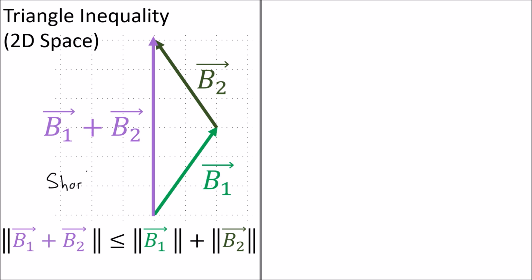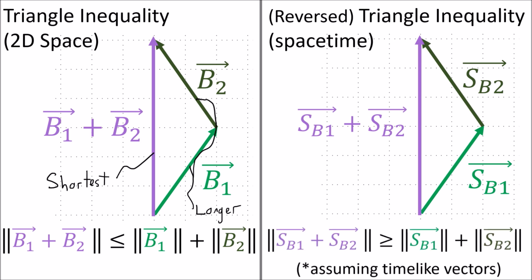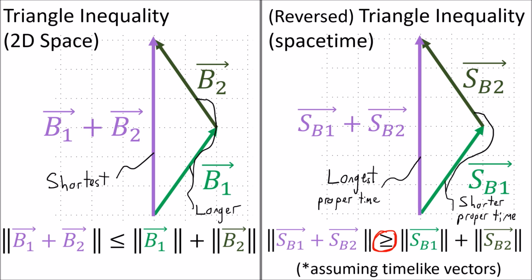This basically means that a straight line is always the shortest distance between 2 points. Any zigzagging we do will make the path longer. But in spacetime, it's the opposite. The sum of the Minkowski length of time-like 4 vectors, SB1 and SB2, will always be smaller than the Minkowski length of the sum of the vectors. This basically means that in an inertial frame, a straight line between 2 points will have the longest possible proper time between those 2 points, and that doing a zigzag will actually decrease the proper time between the points.